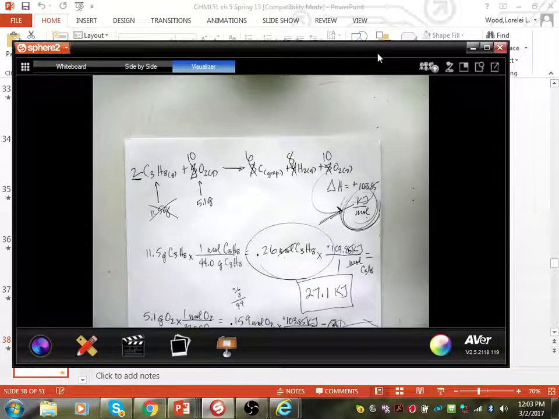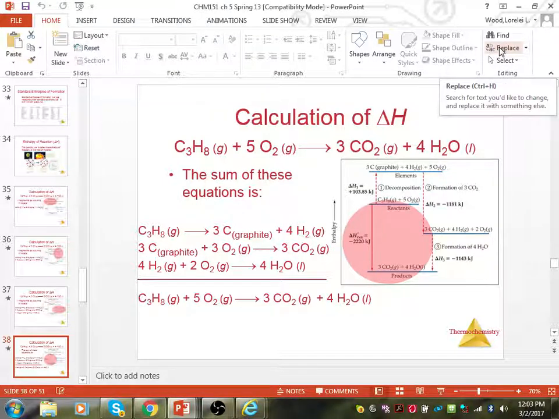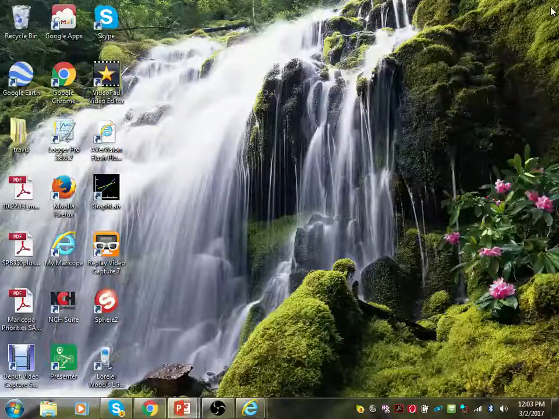Let's try this quiz. Take out a piece of paper. No notes, no tables of enthalpy. You cannot have anything out except your handy-dandy partners in the class.